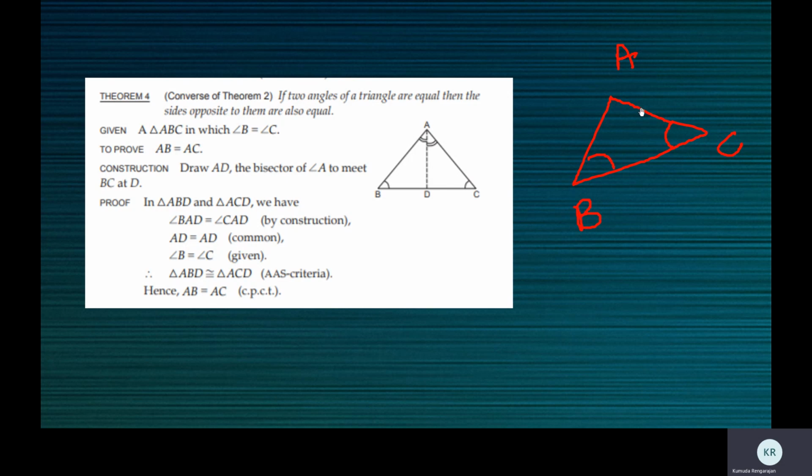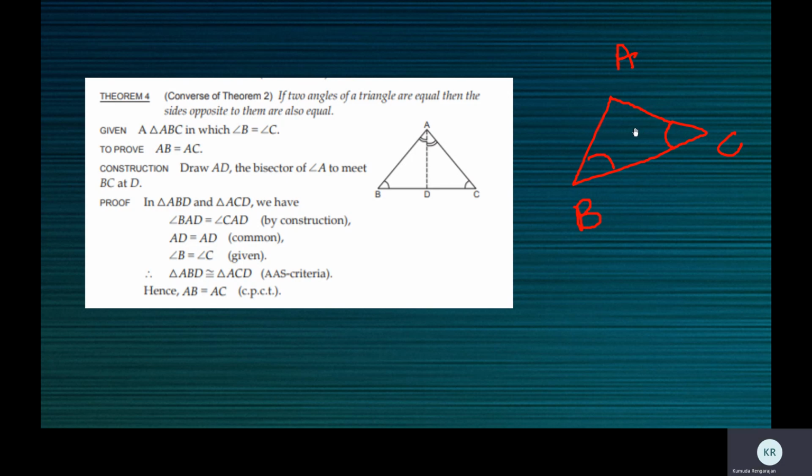So let's take a triangle ABC in which angle B is equal to angle C. Then we need to prove that the side opposite to angle B is equal to the side opposite to angle C. Which is the side opposite to angle B? AC. Which is the side opposite to angle C? AB. So in triangle ABC, if angle B is equal to angle C, then we have to prove that AC is equal to AB.